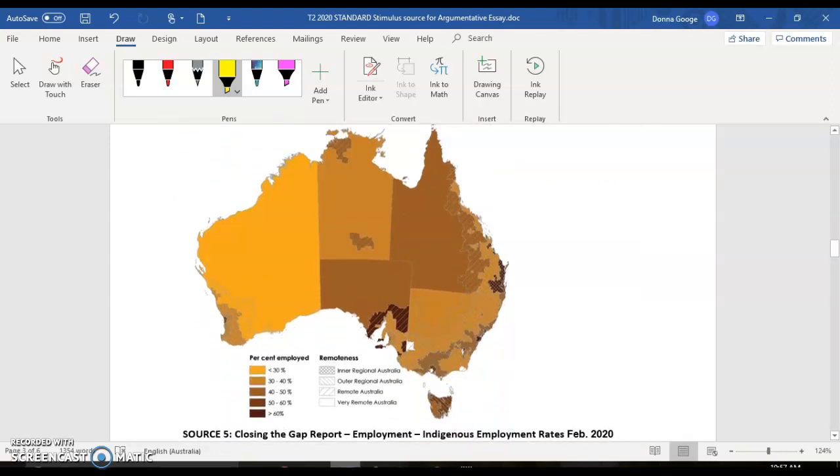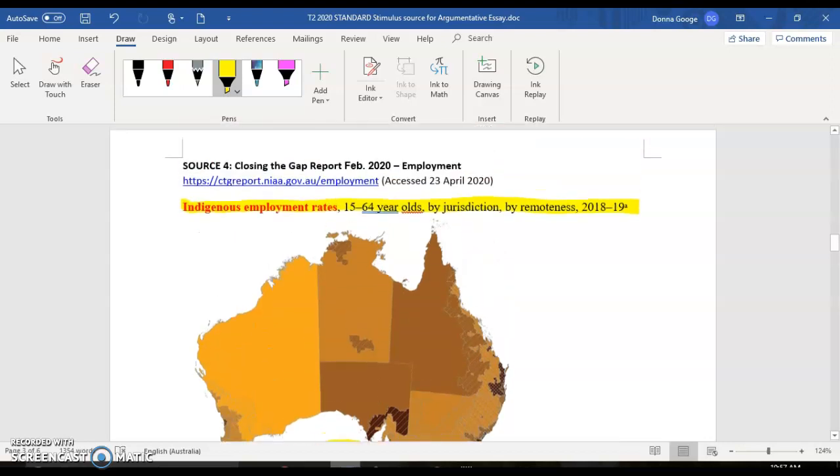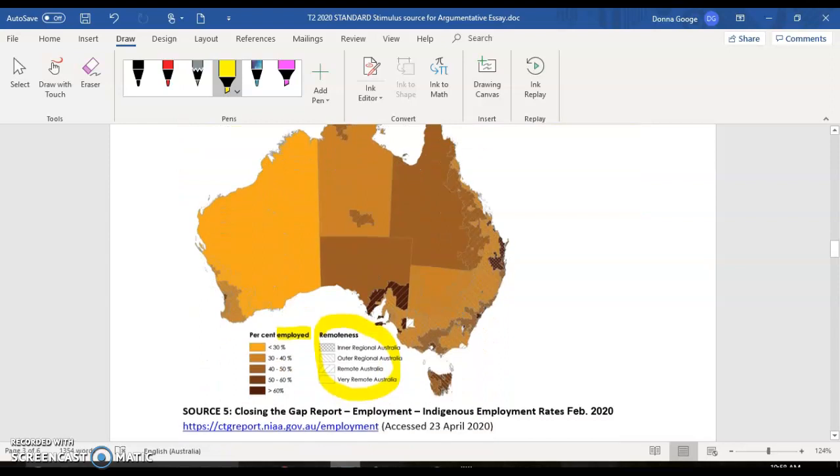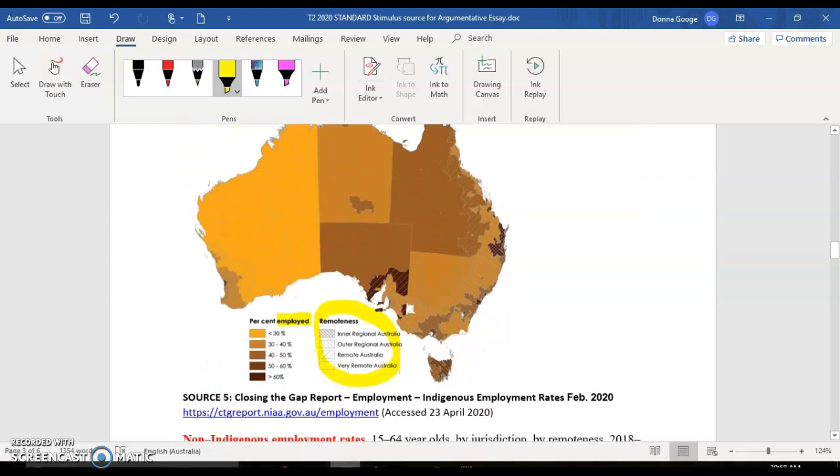When I look at the key, this is the area that gives me an idea of whether a place is regional Australia, which means it's not that far from major centres, or whether it's very remote, and I'd need to look carefully at these hashtags. This is the percentage of people who are actually employed. So in this case, this is Indigenous employment rates. And we can see, for example, that in very remote Australia, like Western Australia, less than 30% of people are employed. That means 70% or more of Indigenous Australians in this area don't have a job.